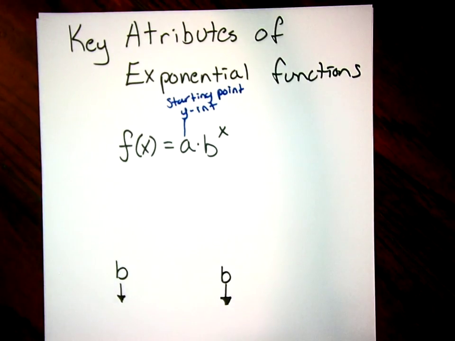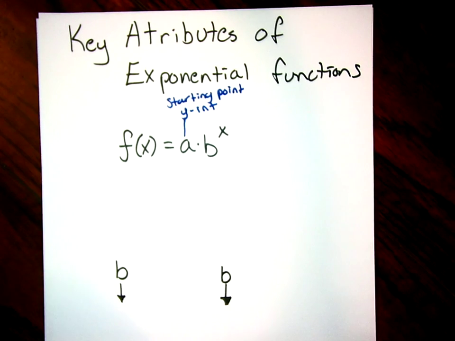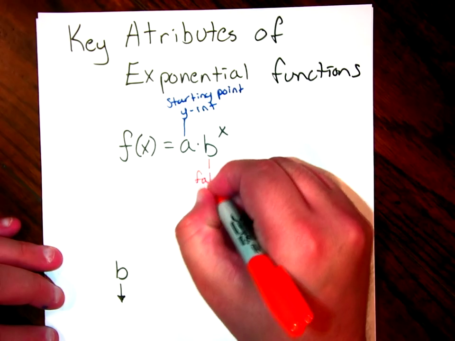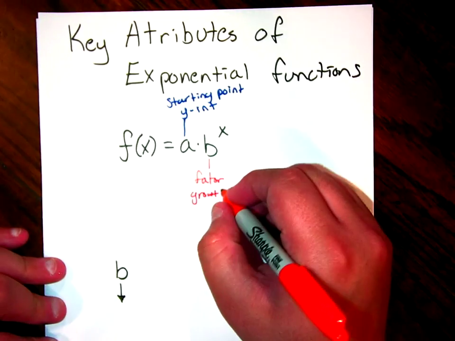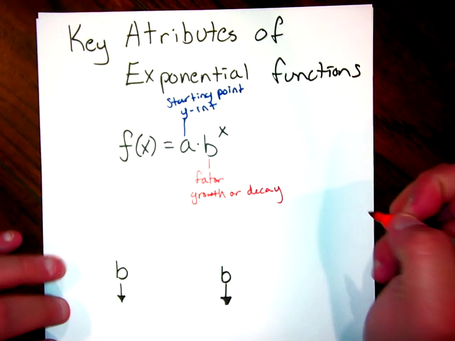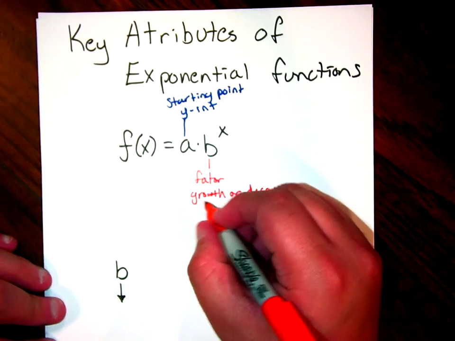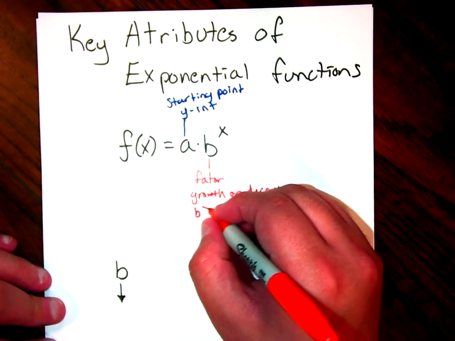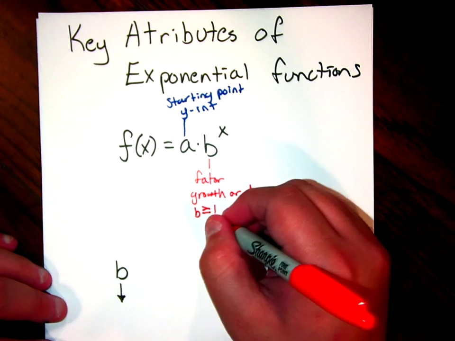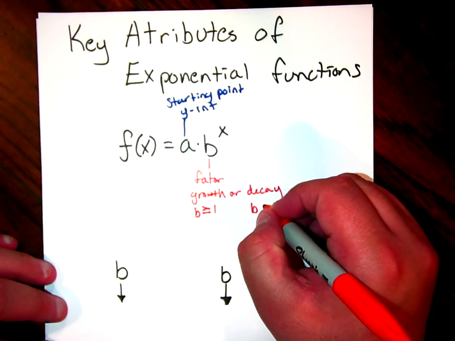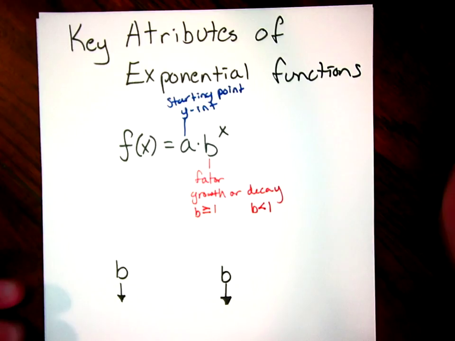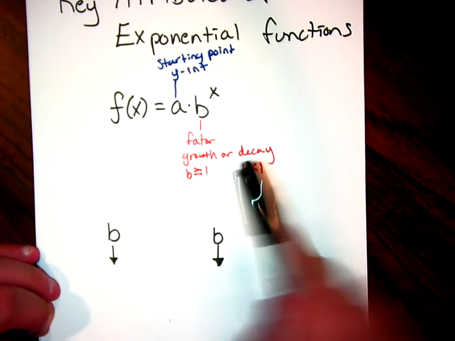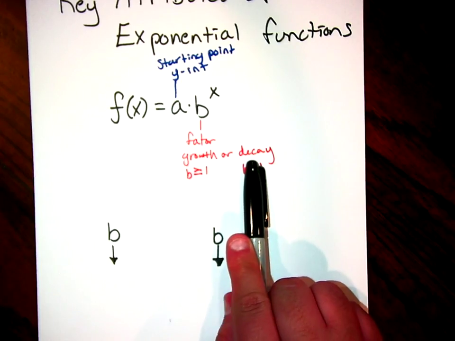And then this b here is called a factor. b is the factor, and that'll tell you whether it's going to be growth or decay. For growth, you're looking for b to be greater than or equal to 1, and for decay, you're looking for a b value that is less than 1. So b is the factor. But when we talk about the b value, b breaks down into two different things, because it says growth or decay, but it's just a factor.